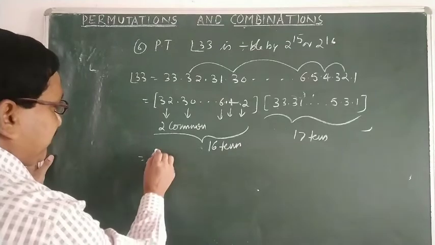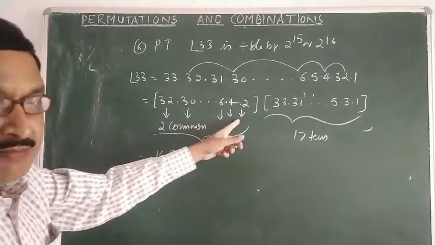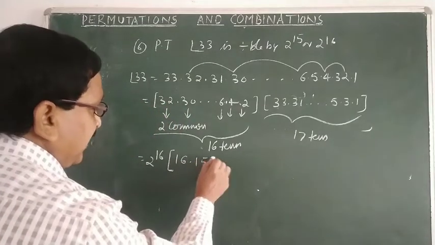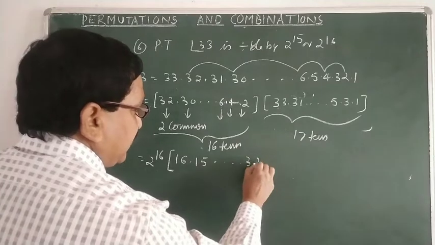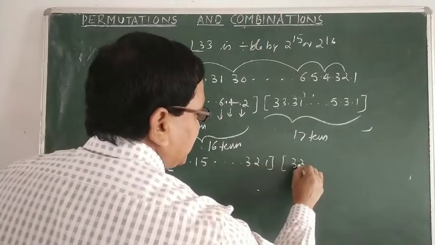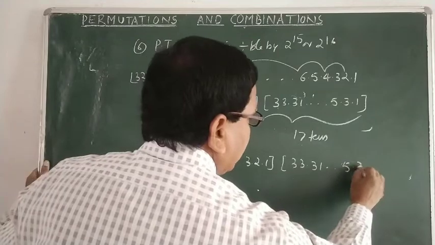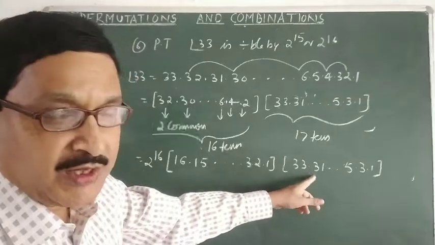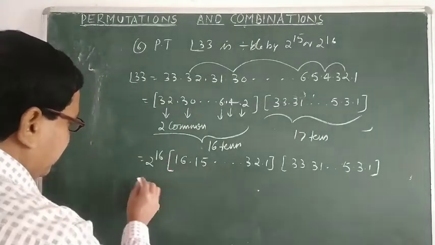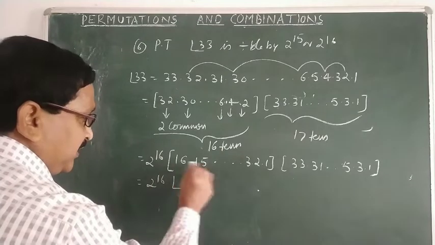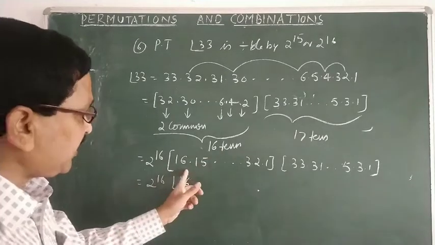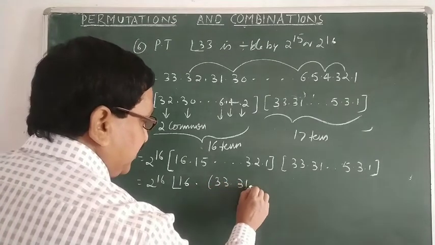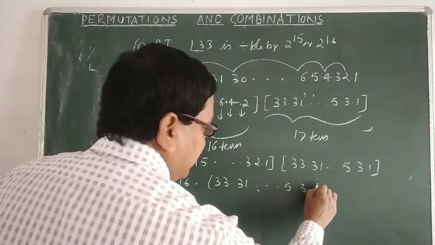Now this is 2 to the power 16, as 16 twos can be taken common. So we are left with 16, 15, and lastly 3, 2, 1, into 33 into 31. No factorial can be assigned for this because there is a gap of 2. In factorial there is a gap of 1 everywhere. So this is 2 to the power 16 factorial 16, starting from 16 and ending at 1. And this is already 33 into 31 dot dot dot 5, 3, 1.